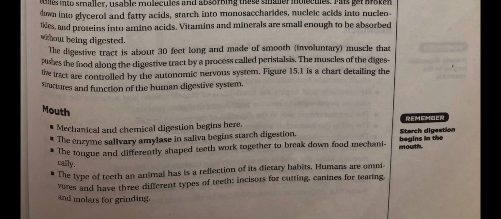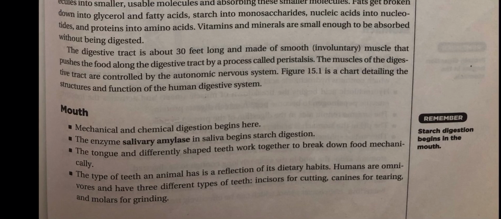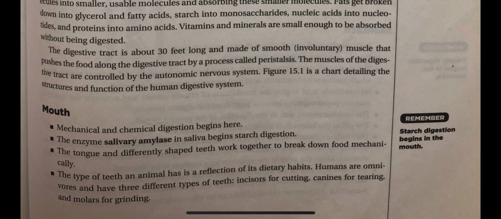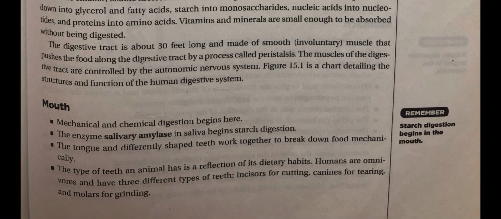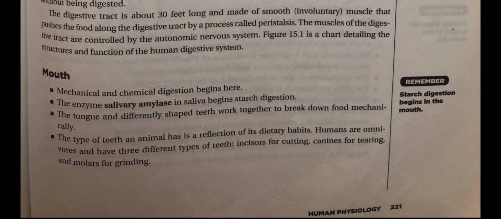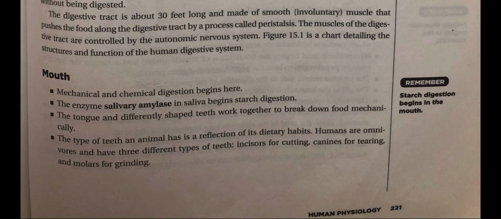The muscles of the digestive tract that control this peristalsis, do you think it's voluntary or involuntary? It's involuntary, so is it controlled by the somatic nervous system or the autonomic nervous system? What's the autonomic nervous system? It's the division of the nervous system that controls involuntary movement. This is the autonomic nervous system.